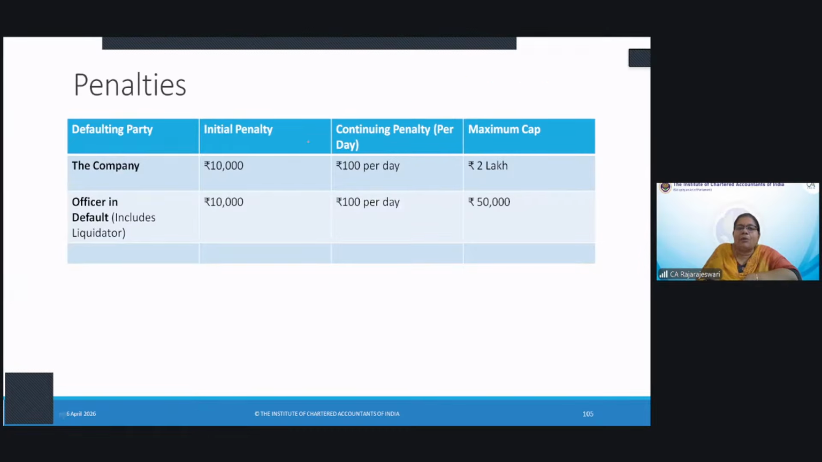Then, what is the penalty if the person defaults? The company and the officer in default, including the liquidator. Suppose the liquidator is also there, he is also liable to penalty. For a flat penalty, the initial penalty is 10,000, and in case of continuing default, it is 100 per day. So this is a continuing default.